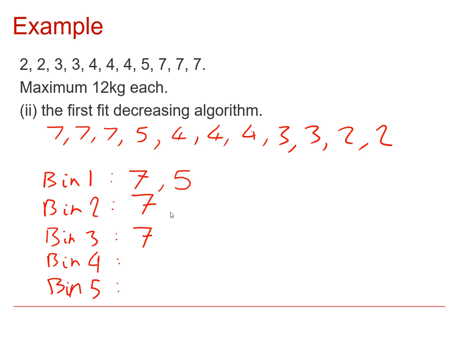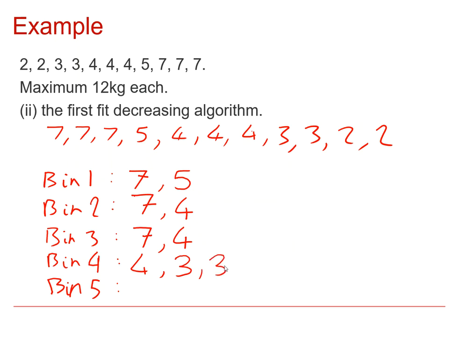This 4 won't fit in the first bin, but it will fit in the second bin. This 4 will fit in the third bin. Then we've got another 4, won't fit in there, won't fit in there, won't fit in there, so that's going to have to go into bin number 4. This 3 won't fit there, won't fit there, won't fit there, that will have to go into bin 4 as well. Same with this one, won't fit in any of those, that will go into bin 4.